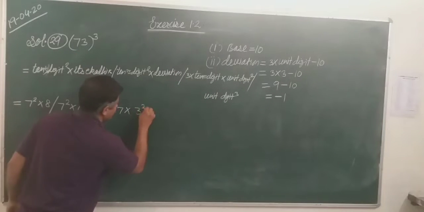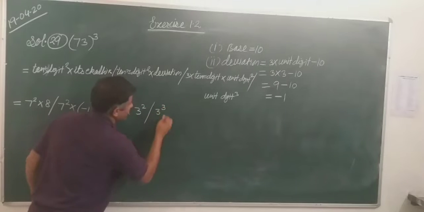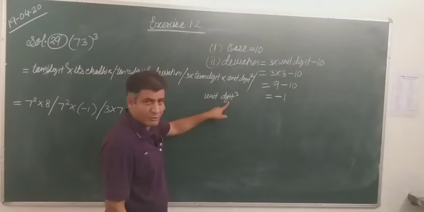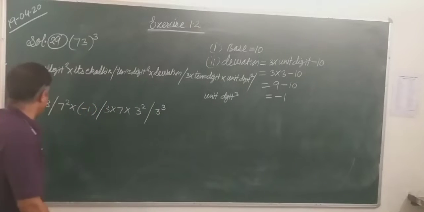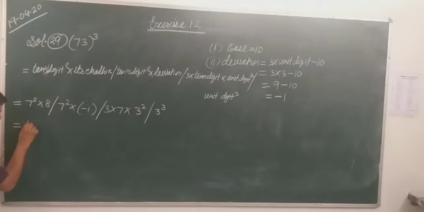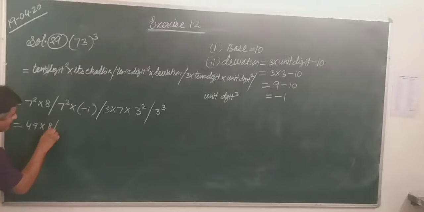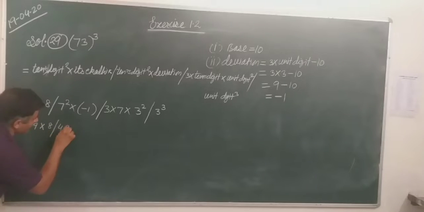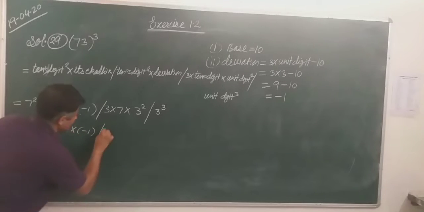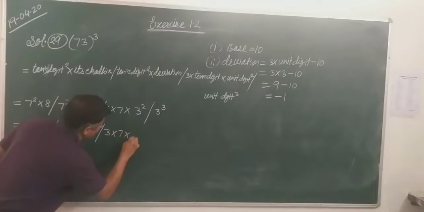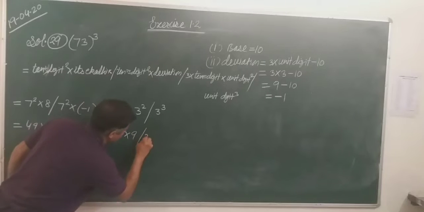So here it is 3 square, oblique, unit place digit cube. Then what will be the unit place digit? The unit place digit is 3, then 3 cube. So here we can write 7 square, 49 multiplied by 8, oblique, again 7 square, 49 multiplied by -1, then oblique 3 into 7 into 9, and then 3 cube, it is 27.